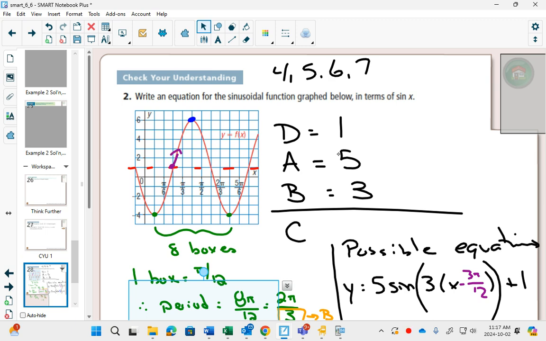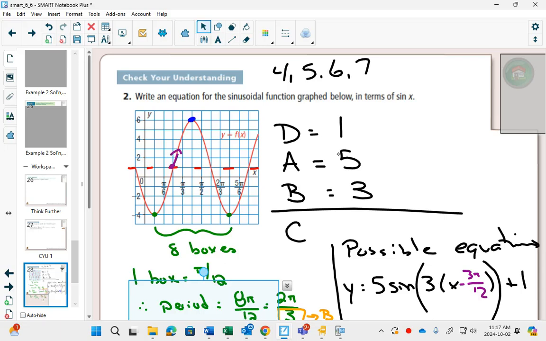So we start with our D and our A value. They're really easy. You see if you can see your center line. If you can't see your center line, does it make sense that your center line would be right in between your maximum and your minimum? So if my maximum is 6 and my minimum is negative 4, if I just find the average of those, 6 plus negative 4 is 2, and divide by 2, my average would be 1. My D value is 1.